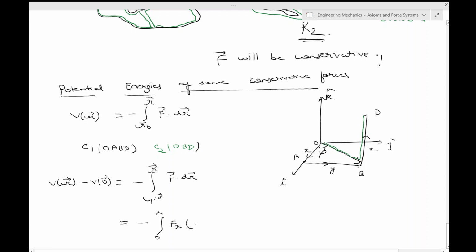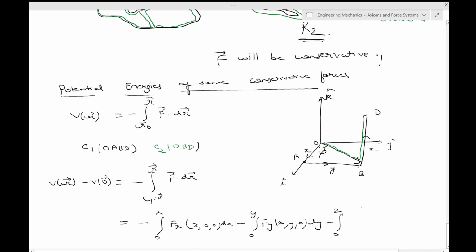So fx would be x comma 0 comma 0 dx minus 0 to y fy 0 comma y comma 0 dy minus 0 to z fz. I'm sorry, this should not be 0 comma y because there is already an x, even though it is fixed. When you go from a to b, you already have a fixed x, and obviously what is changing over here is not x but only y, so that's why you have a y.